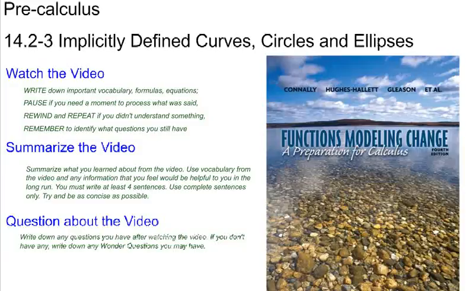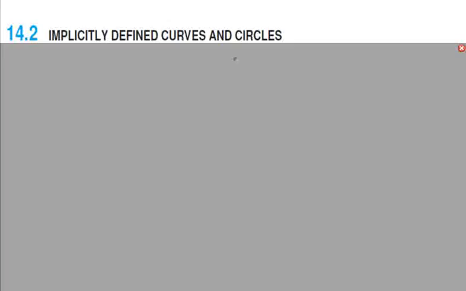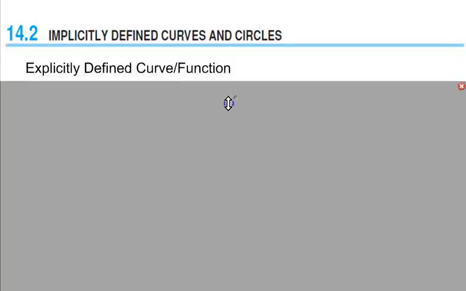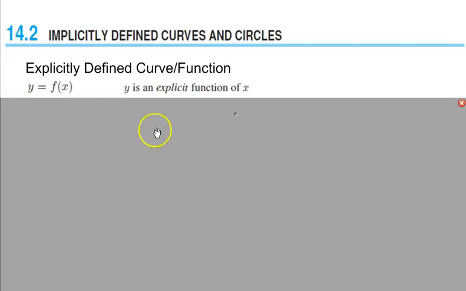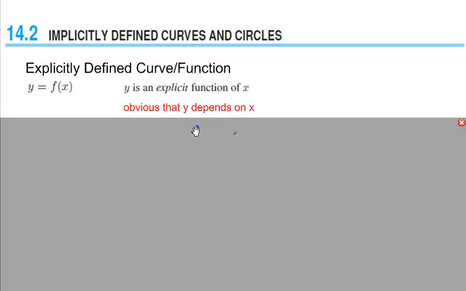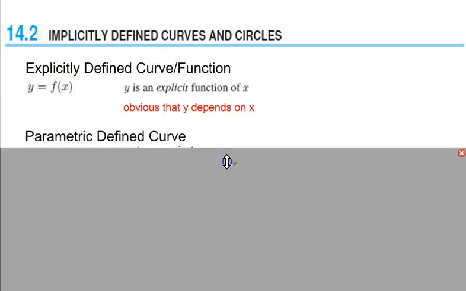All right, let's begin. So we're talking about implicitly defined curves first. And so first let's talk about explicitly defined curves or functions, because that's what we're used to experiencing. This is an example of y is equal to a function of x. This is called an explicitly defined curve because y is an explicit function of x. In other words, it's obvious that y depends on x, and that's why we call this an explicitly defined function, and when graphed, an explicitly defined curve.